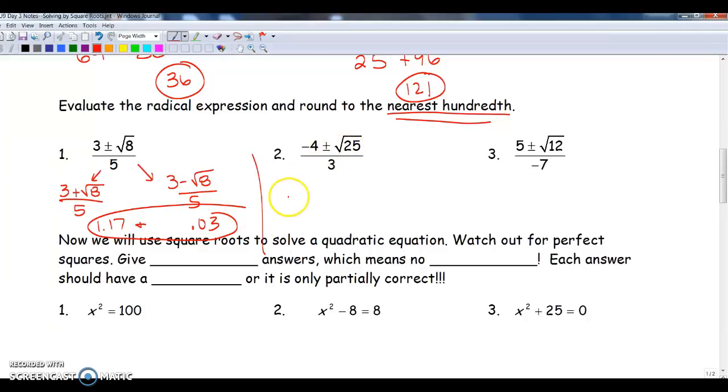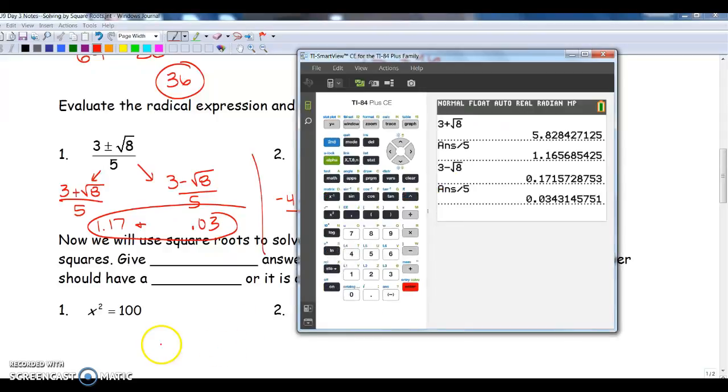Number 2, you've got negative 4 plus or minus the square root of 25. Now, square root of 25 is technically 5, so you really don't have to type in the square root of 25 on your calculator. You could just replace it with a 5. But let's say you don't realize it or whatever.